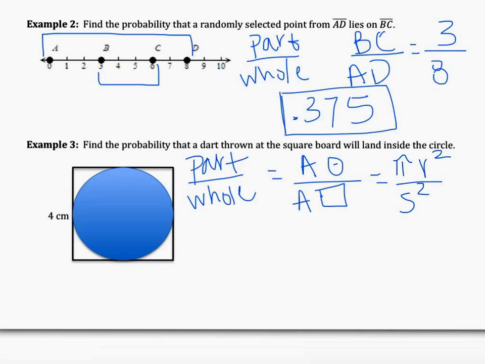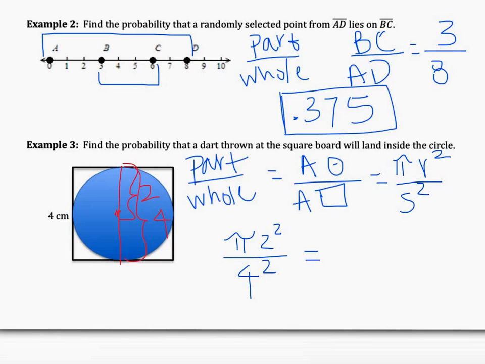So first we need to find the radius of this circle. Let's go over here and look at the diameter. If I draw the diameter of this circle, I notice that it is equal to the height of the square. So that whole diameter is going to be 4 centimeters. But the radius is only half of that, which means the radius must be 2. So over here, I have pi times 2 squared divided by the side of the square, which is 4 centimeters squared.